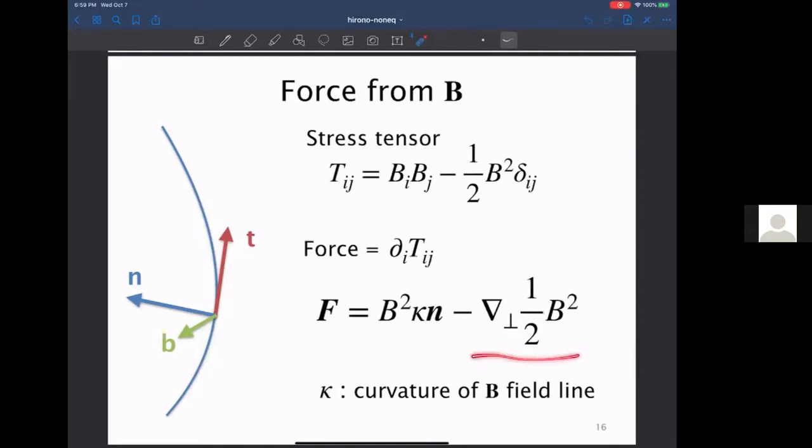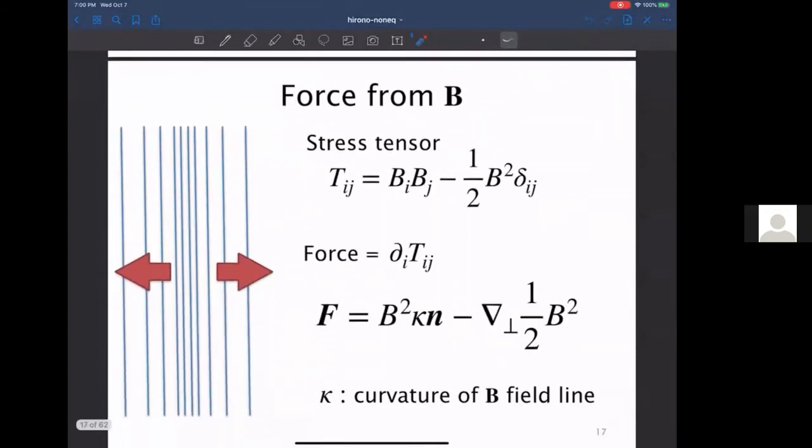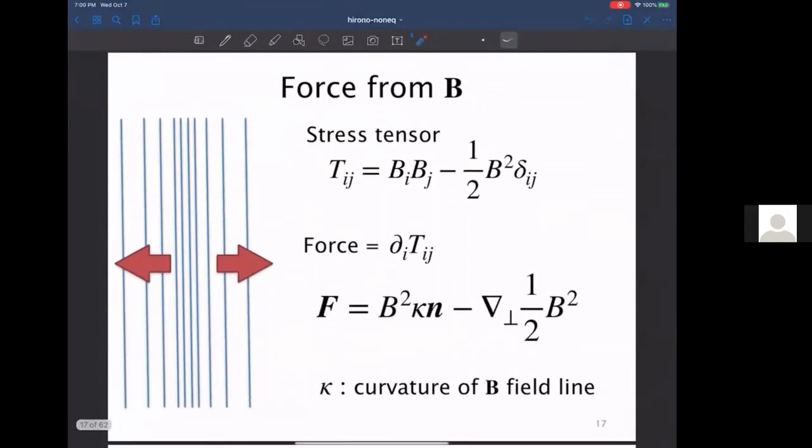And if you look at the second term, this is the gradient in the perpendicular direction to the magnetic field direction. So this is non-zero when there's some dense region of the magnetic field line and some sparse region of the magnetic field line. Then there's going to be a force in this kind of direction. So it represents the pressure coming from the magnetic field.